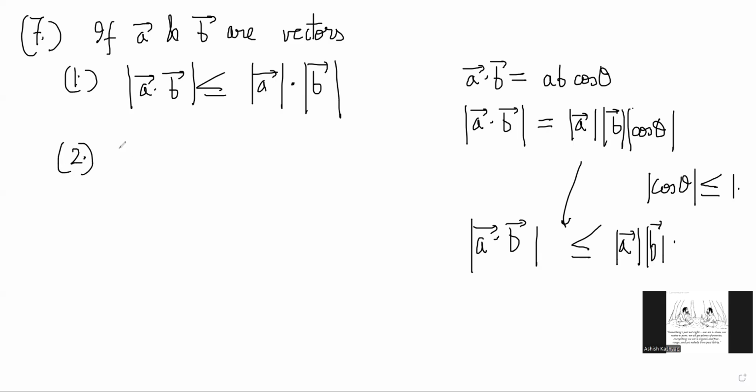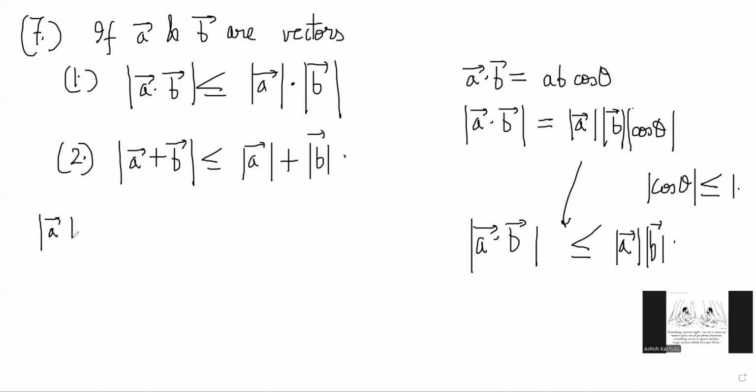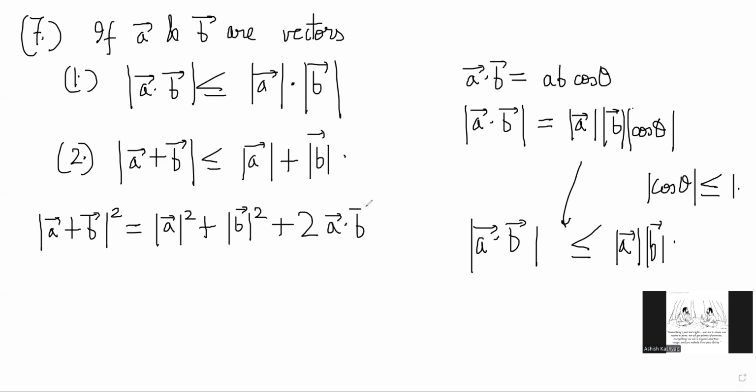Then the second inequality is mod of A plus B is less than or equal to mod A plus mod B. This is the same thing as the triangle inequality. However, we can prove it by the identity that we had seen earlier. So mod of A plus B whole square was what? Mod of A square plus mod of B square plus 2 times A dot B, right? Now, 2 times A dot B can be written as mod of A square plus mod of B square plus 2 times mod of A mod of B cos theta.